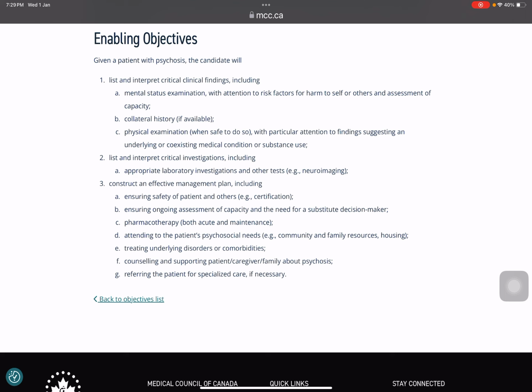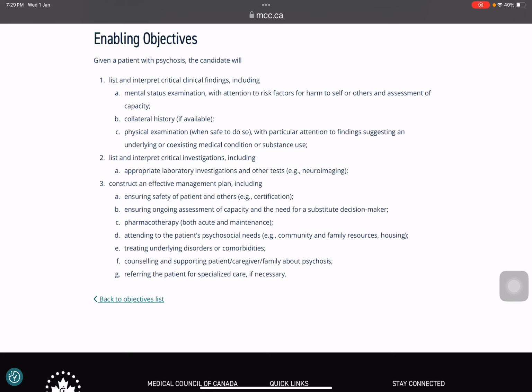Ensuring ongoing assessment of capacity, we need to check for capacity. Let's say if a patient is suicidal, then he doesn't have capacity to consent for the treatment. Then who's the SDM? So that's how it works, right? Pharmacotherapy, both acute and maintenance. For acute conditions, if a patient is currently in psychosis, what medications are you going to give? And once the patient is being discharged, what medications are you going to give at that time? So that's what you need to know.